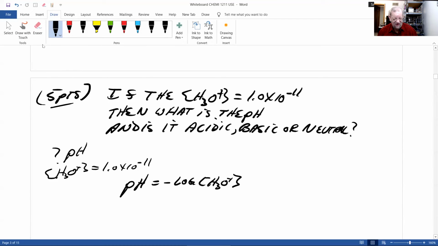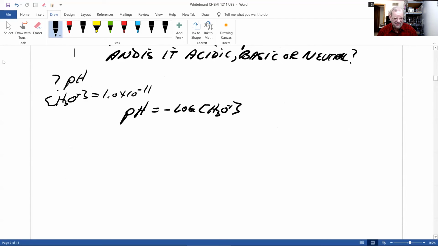pH equals minus log of the hydronium ion concentration. And here, that's equal to minus the log of 1.0 times 10 to the minus 11. And my gift to you, when this is 1.0, the log of 1.0 times 10 to the minus x is x. In this case, x is 11.